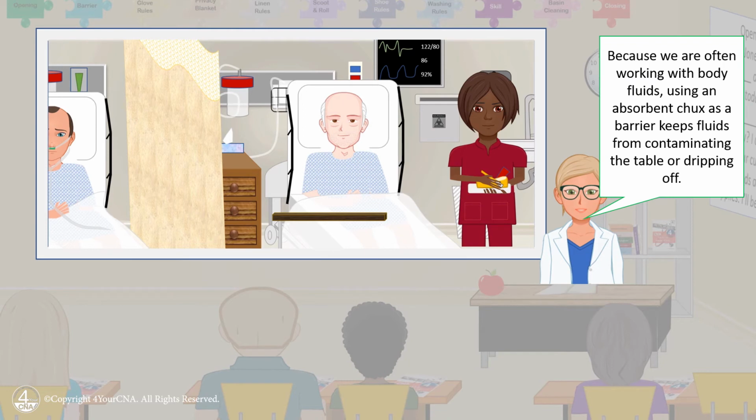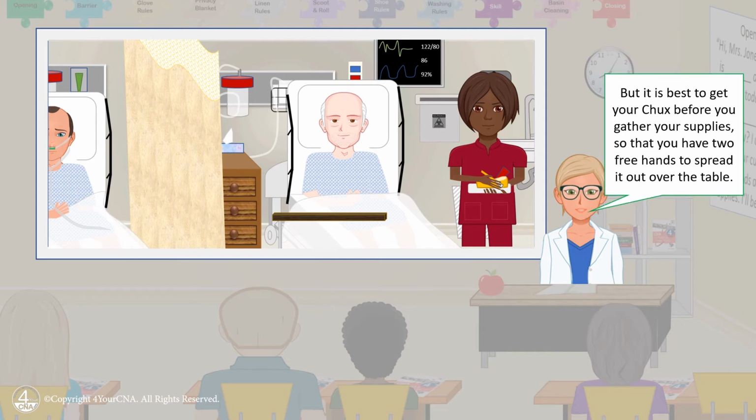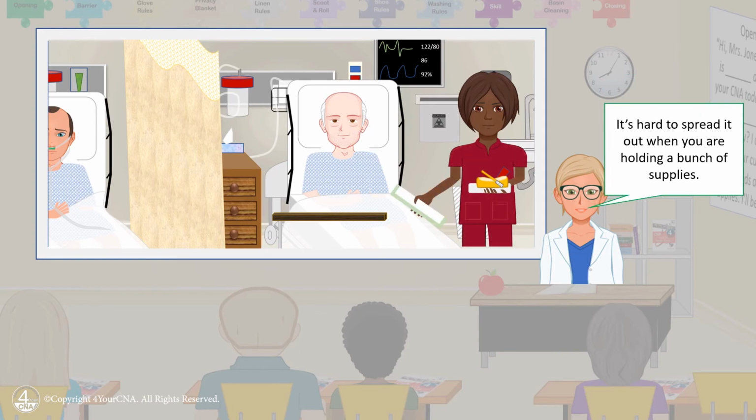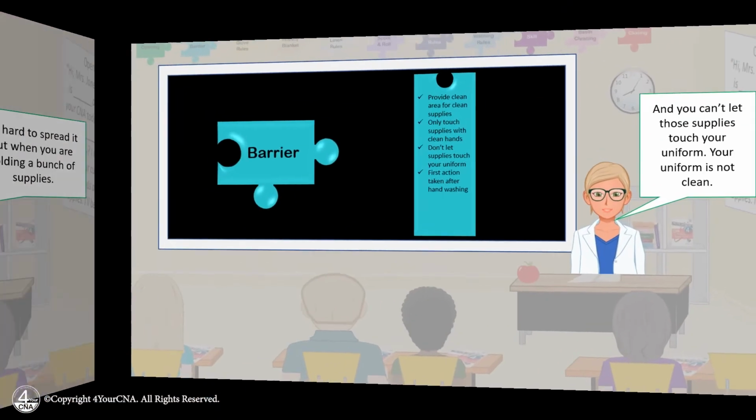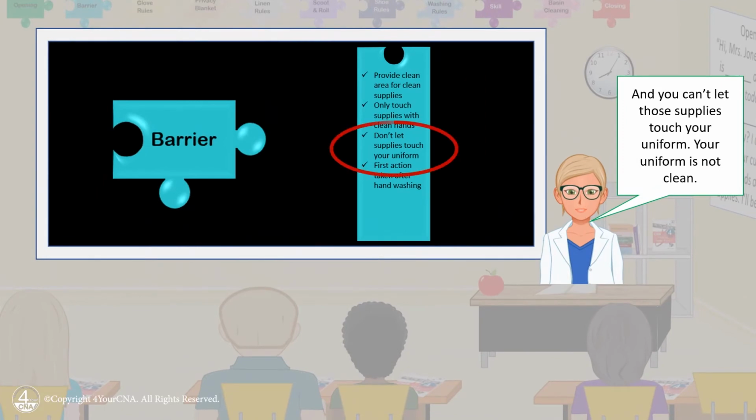Because we are often working with body fluids, using an absorbent chucks as a barrier keeps fluids from contaminating the table or dripping off. But it is best to get your chucks before you gather your supplies so that you have two free hands to spread it out over the table. It's hard to spread it out when you're holding a bunch of supplies. And you can't let those supplies touch your uniform. Your uniform is not clean.